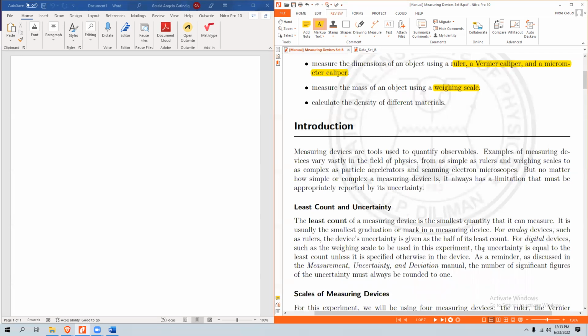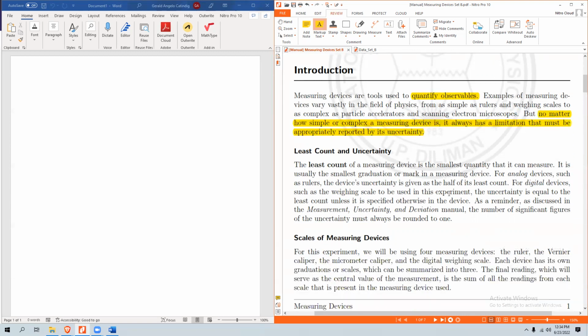Measuring devices are tools used to quantify observables. Examples of measuring devices vary vastly in the field of physics, from as simple as rulers and weighing scales to as complex as particle accelerators and scanning electron microscopes. But no matter how simple or complex a measuring device is, I want to emphasize this, it will always have a limitation that must be appropriately reported by its uncertainty.